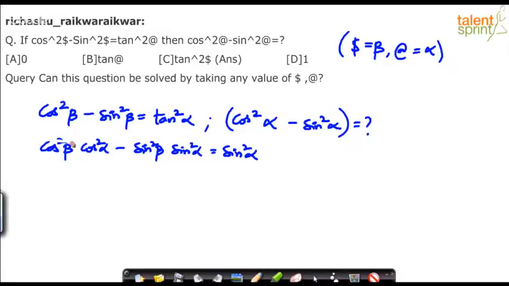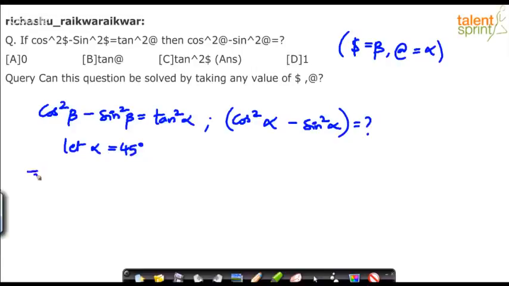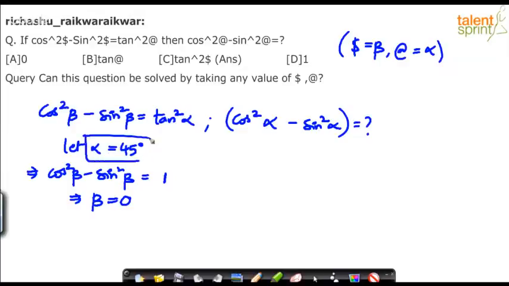Let me just try it out. Assume the value of alpha. Let us assume alpha is equal to 45. See what happens. You getting it? So if alpha is 45, tan square alpha will be 1. Now when do you get cos square beta minus sin square beta as 1? Right? So can we say beta is equal to 0? Because cos 0 is 1, sin 0 is 0. So 1 minus 0 will give you 1. So which means if alpha is 45, then beta would be 0.